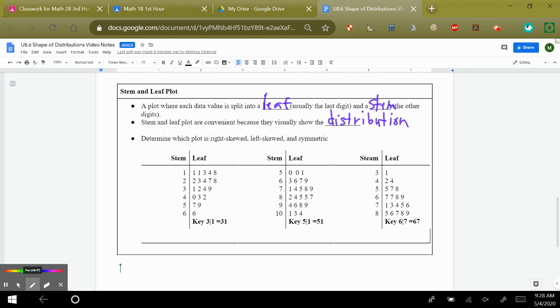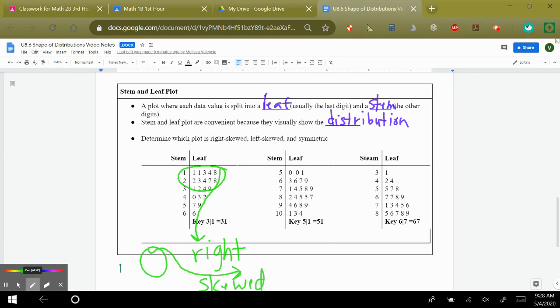Over here, I notice that a lot of the numbers clump up this way, and if I make an arrow that follows this, you kind of have to turn your head to the side. But notice if you were to flip this, we would have an arrow pointing to the right. This one would be right skewed.